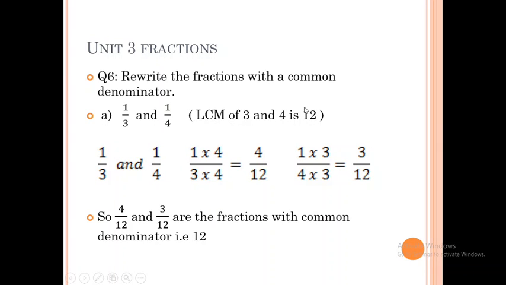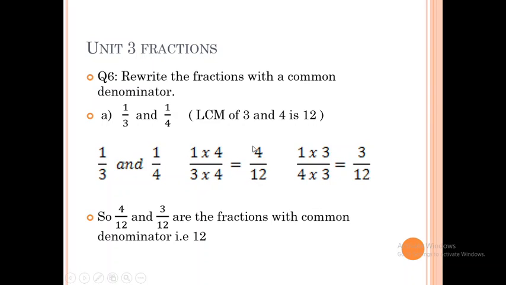Now, after deciding that 12 is the LCM of 3 and 4, we will change these fractions one by one. The first one is 1 by 3. We will multiply this 3 by 4, then we will get 12 as denominator. This LCM 12 will be the denominator of both the fractions. Be careful, the multiplication you are doing with the denominator, you will do the same with the numerator also. So 1 multiplied by 4 is 4 and 3 multiplied by 4 is 12.